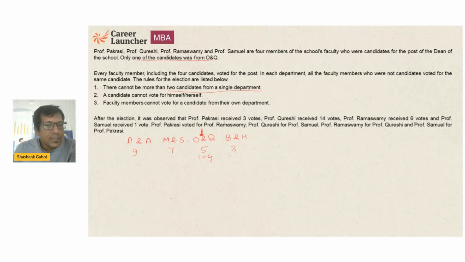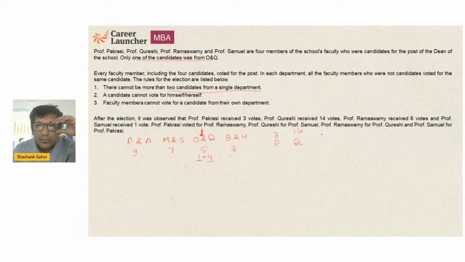Now, what does it mean? It means 1 is the candidate, 4 are the non-candidates, and all these 4 people are going to vote for the same person. Okay. Now it says that P is getting 3 votes. So I'm going to write P. P is getting 3 votes. Q is getting 14 votes. So I'm very sure that Q is going to get votes from FNA. That's for sure. So if Q is going to get votes from FNA, it means Q cannot be from FNA, because non-candidates cannot vote for the same department.